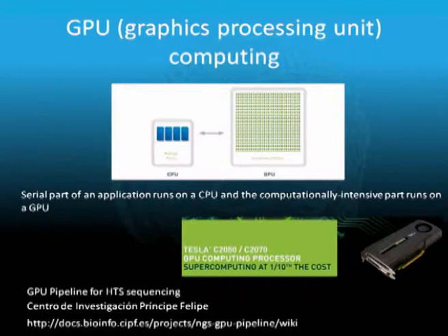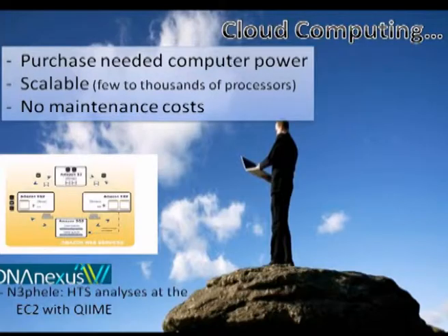Another option, which I think is pretty promising, is cloud computing. Here you can buy the amount of computer power you need. So you buy it and then you forget about it. It's very scalable. So if you need 100 processors, or if you need 10,000, as long as you can pay for it, you can use it. And you don't have maintenance costs. One good example is the Amazon cloud.